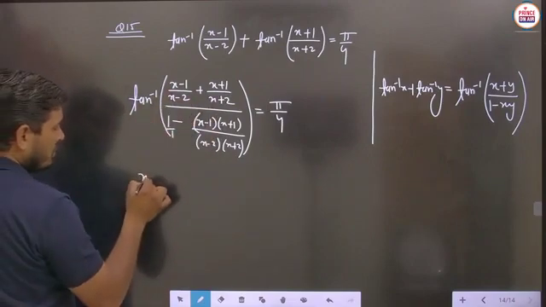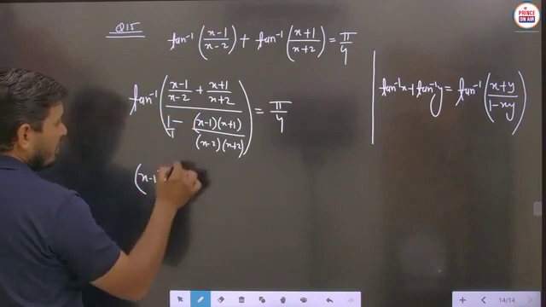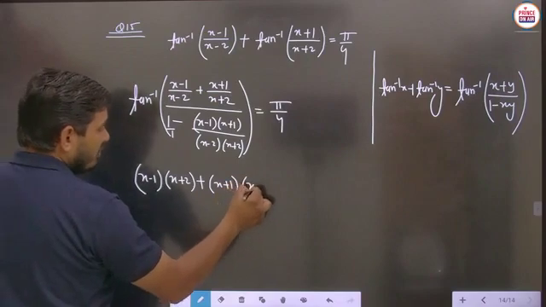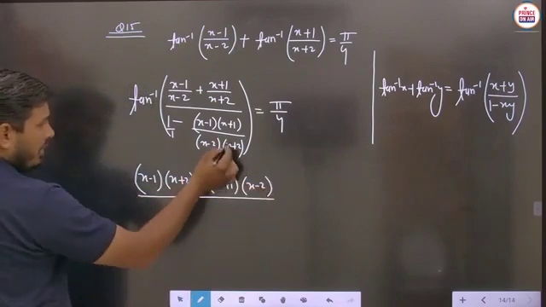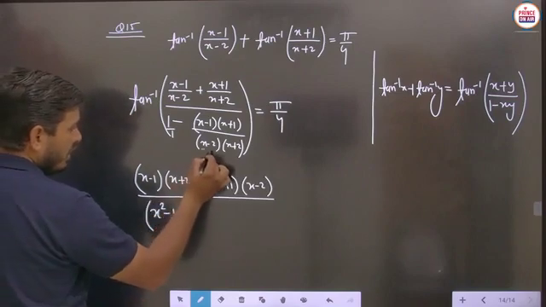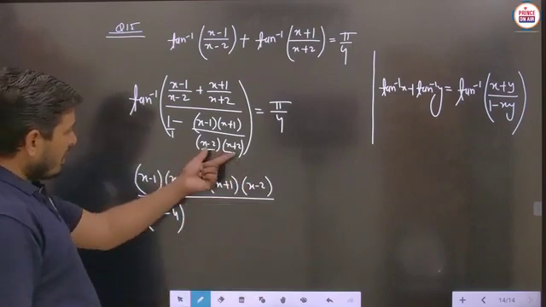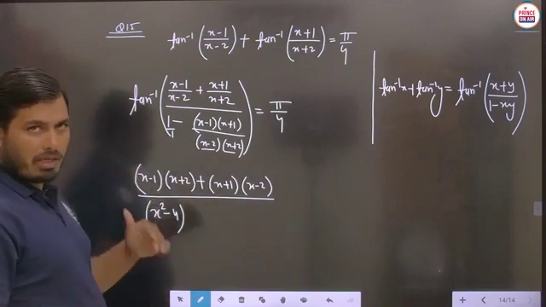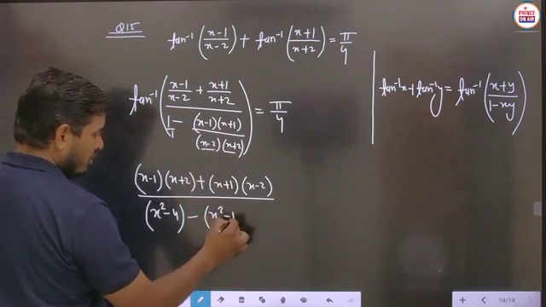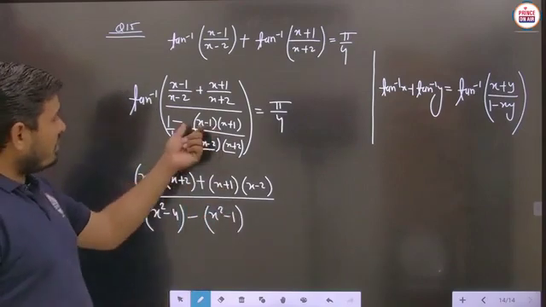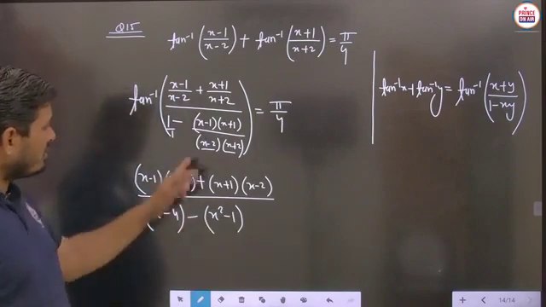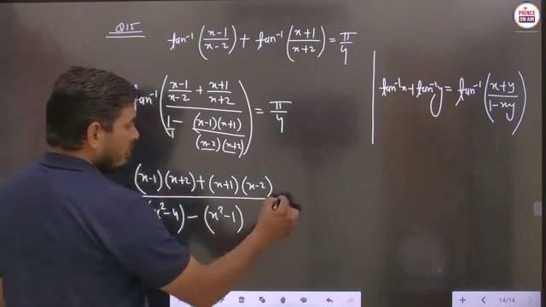Finally we have to write the expression: x minus 1 is multiplied with x plus 2, plus x plus 1 multiplied with x minus 2, divided by, here this part will be written as x square minus 4, because you can use the identity (a plus b)(a minus b), and this part is multiplied with 1 after taking the LCM. Similarly, this part is again solved by using (a plus b)(a minus b). So we can use here x square minus 1, a square minus b square, and this part will become 1.